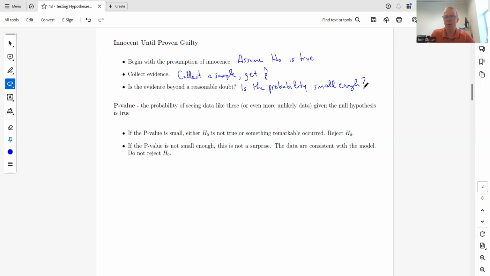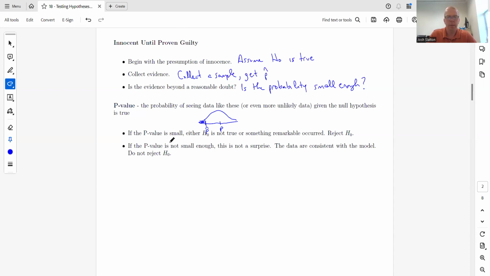So if the null hypothesis is true, then what's the probability we would see our sample, or something more extreme? And we're going to call this probability a p-value. The p-value is the probability of seeing data like these, or even more unlikely, given the null hypothesis is true. Looking at the normal curve, we have p, the population proportion, in the middle, and we get a sample proportion, either on this side or the other side, it doesn't matter. And then what's the probability that we get that or something beyond it, going away from p?